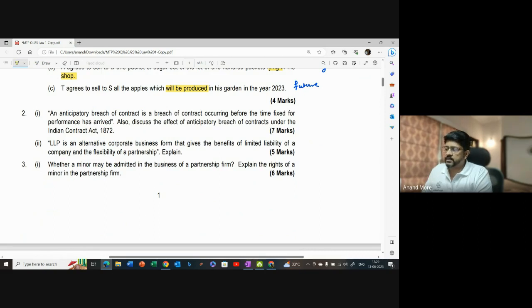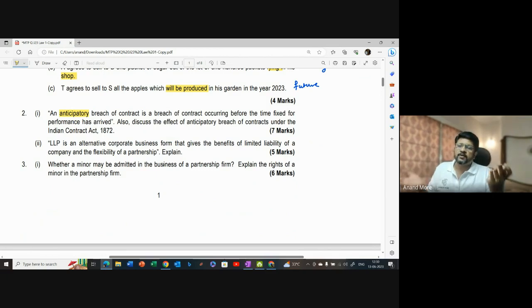Anticipatory breach means when one of the parties to the contract is of the opinion that he or she cannot perform the contract, then instead of waiting for the due date of the contract, the party approaches the other party. The party in default communicates his unwillingness or inability to complete the contract well in advance. This is called anticipatory breach. It is communicated well in advance prior to the actual due date of performing of the contract.